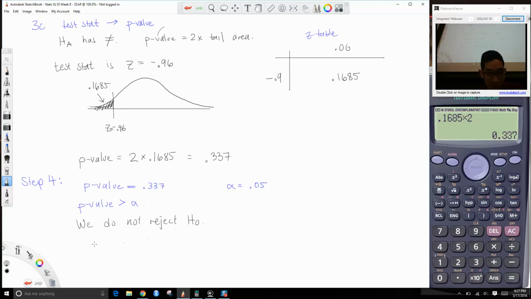So we don't reject this, and this means we do not have evidence that the military is not 16% women.